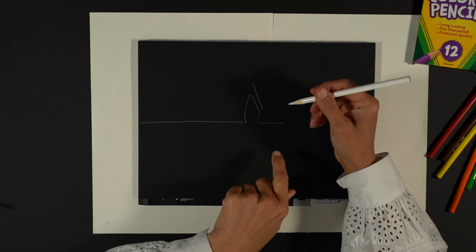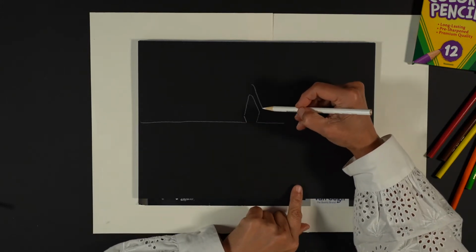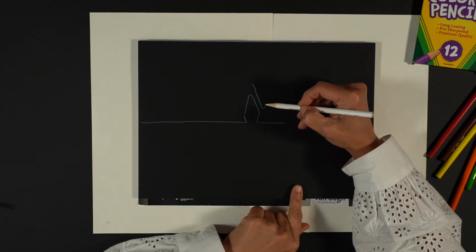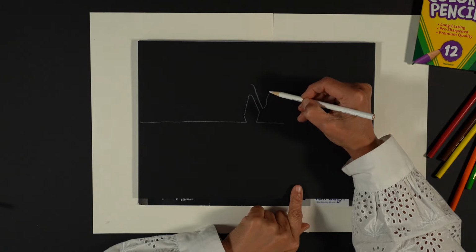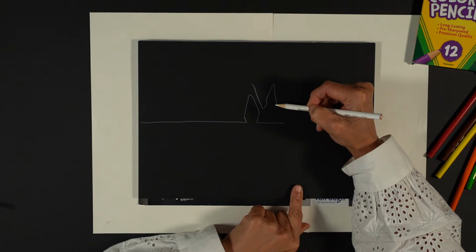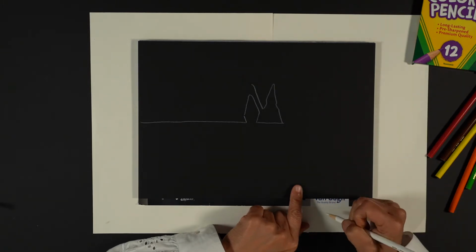Okay. Now, what you're going to do is, you're going to turn it back up. Look at me. And I'm going to make like a little kind of a peak. It comes down, it comes over, and it comes to the bottom here.